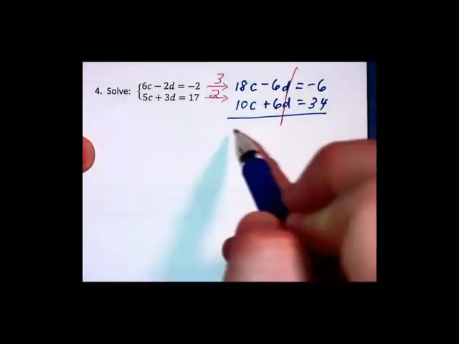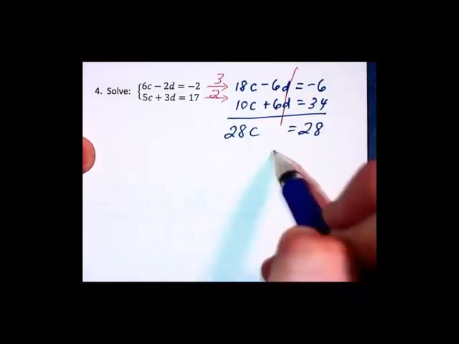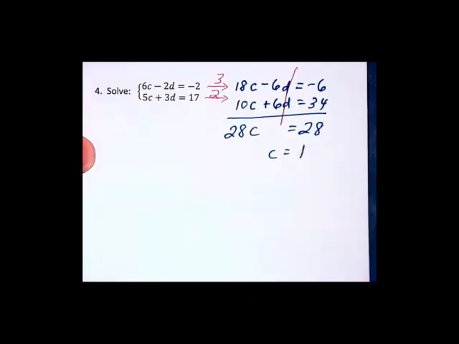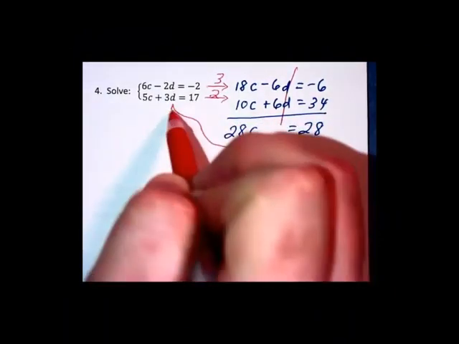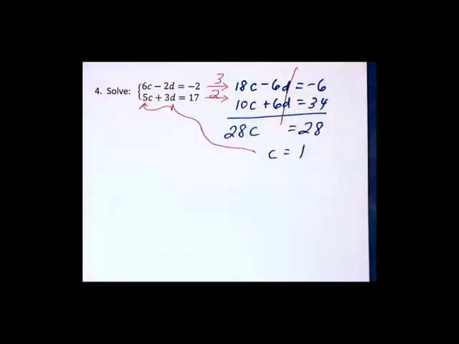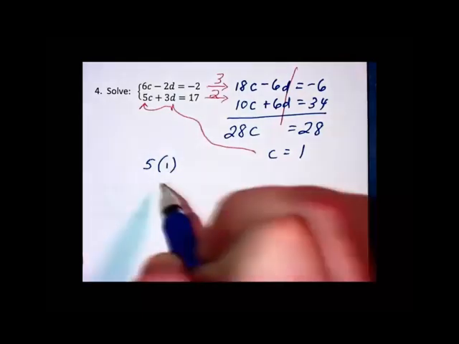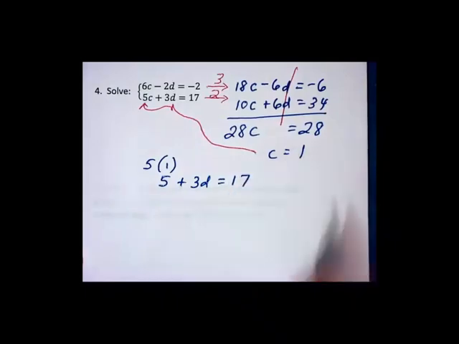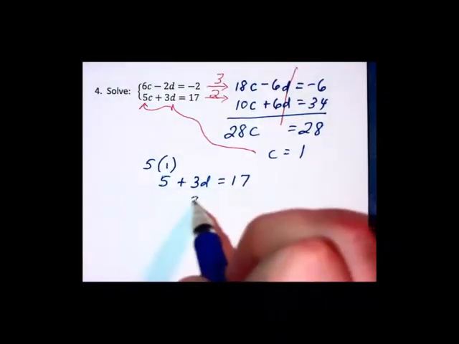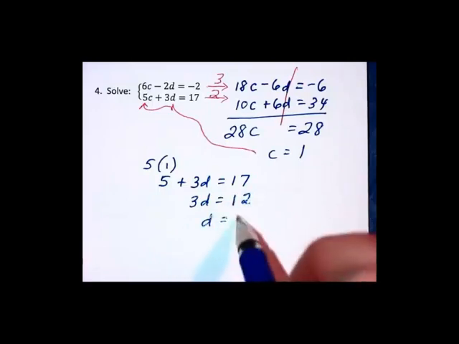So adding down, we have 28c is equal to 28, and dividing each side by 28, we can see that c is equal to 1. Now we need to find a missing value for d, and, whoops, again I want to substitute in for c, not d. We're finding d. So we're going to have 5 times the 1 we substitute in. That becomes 5, plus 3d is 17. Subtract the 5 on each side to get 3d equals 12. Divide each side by 3 to get 4.